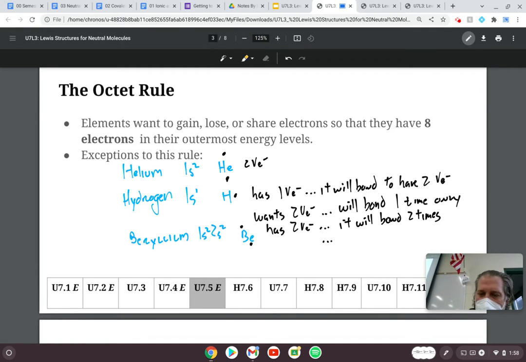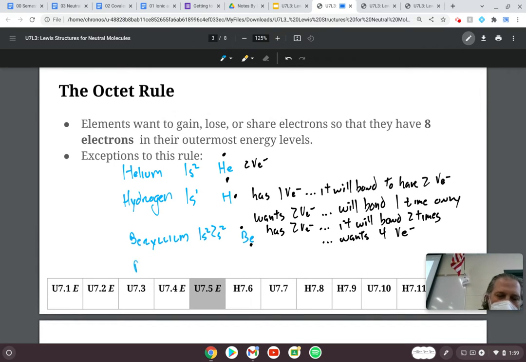It wants 4 valence electrons only. So hydrogen wants 2, beryllium wants 4. The other one that we're going to be concerned about is boron, which is electron configuration 1s2, 2s2, 2p1.